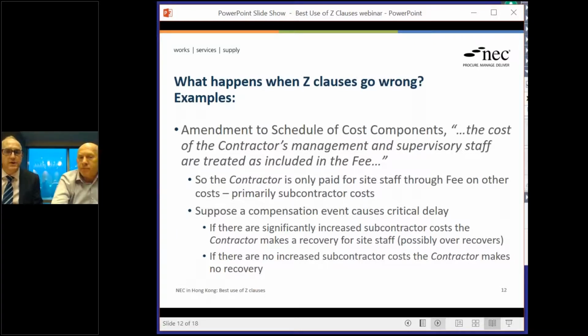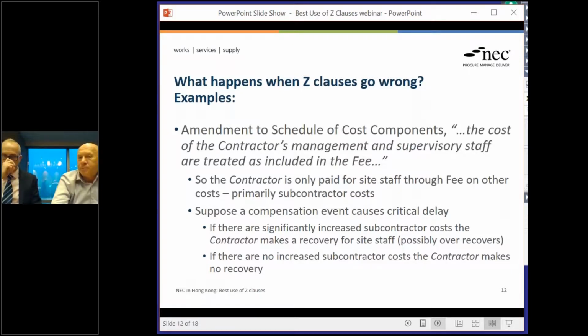Absolutely, and of course that could work fine if a job goes entirely to plan and the contractor just tendered it into the fee and they recover it that way. But what it does mean is that the contractor is literally only going to get anything at all for their management and supervisory staff through the fee charged on their other costs, which of course is primarily subcontractor costs on most projects. So let's say that works fine in practice if the job goes to plan.